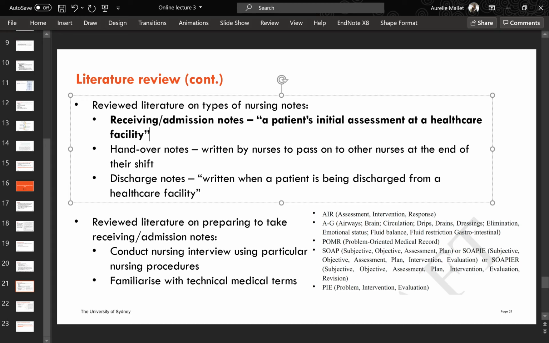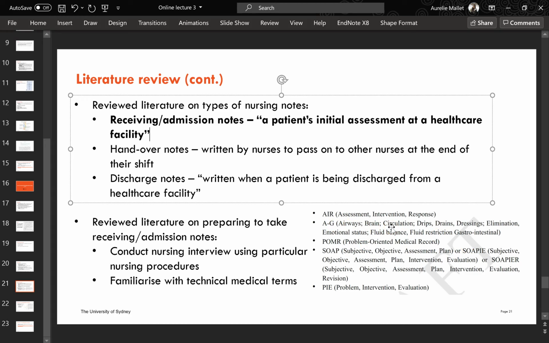So the students had to review the literature about those nursing procedures, and here's a list on the right. One is called AIR, again an acronym: assessment, intervention, response. There's the A to G nursing procedure: airway, spine, circulation, drips, strains, dressing, elimination, emotional status, fluid balance, fluid restriction, gastrointestinal. These are things that the nurses have to check for.